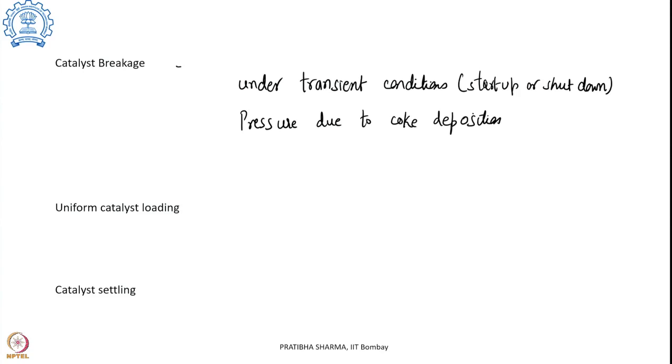The breakage is mainly observed when the reactor is either starting up or shutting down. The catalyst can lose its mechanical strength during that, or it can be because of the pressure which is exerted. Inside the reformer tube there can be certain thermal stresses if there is cooling, and that can lead to catalyst breakage, and this is always undesirable in the reforming process.